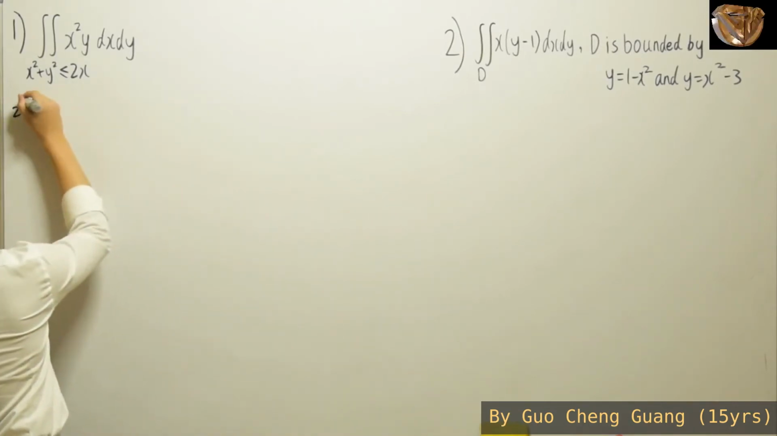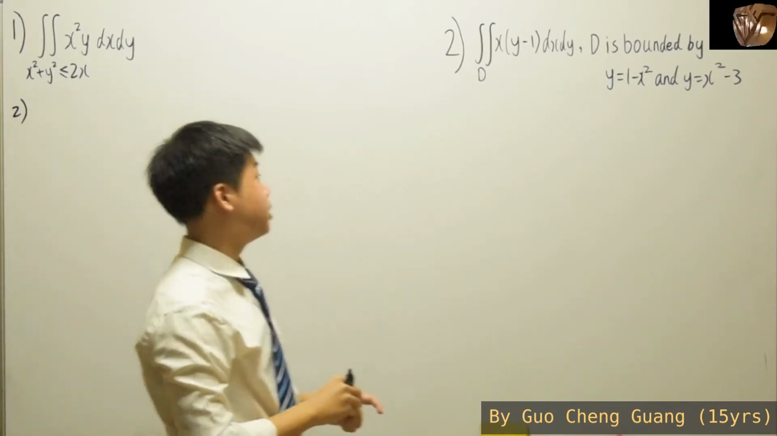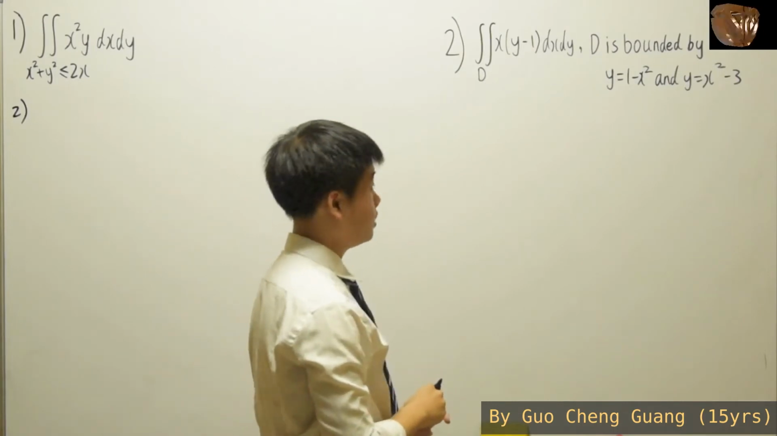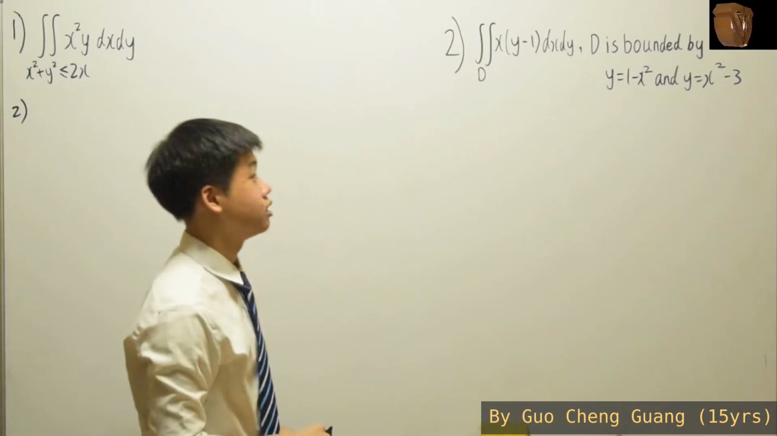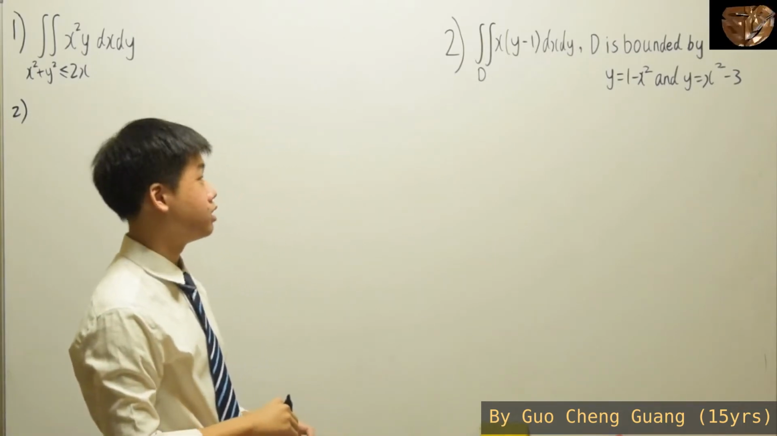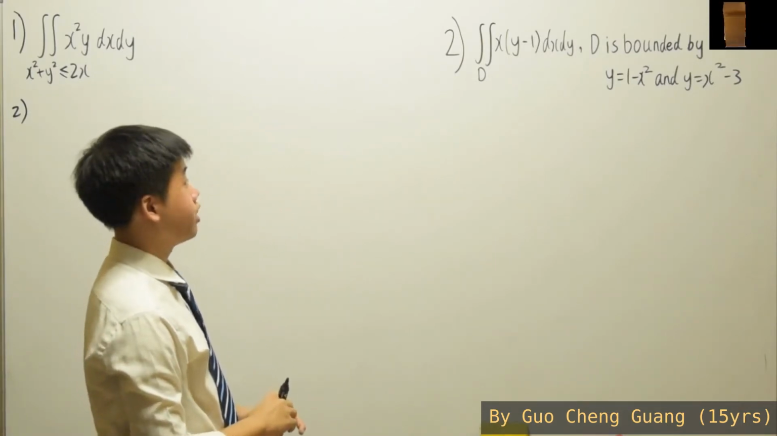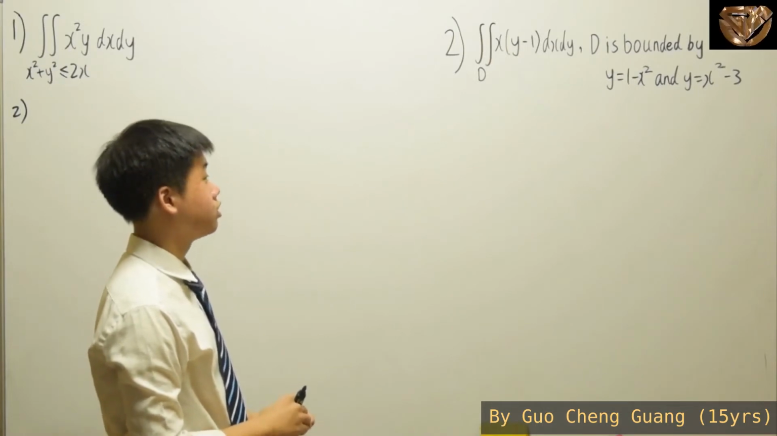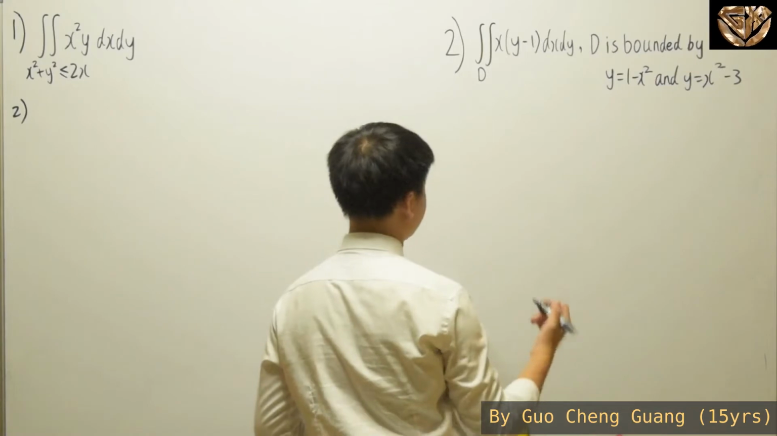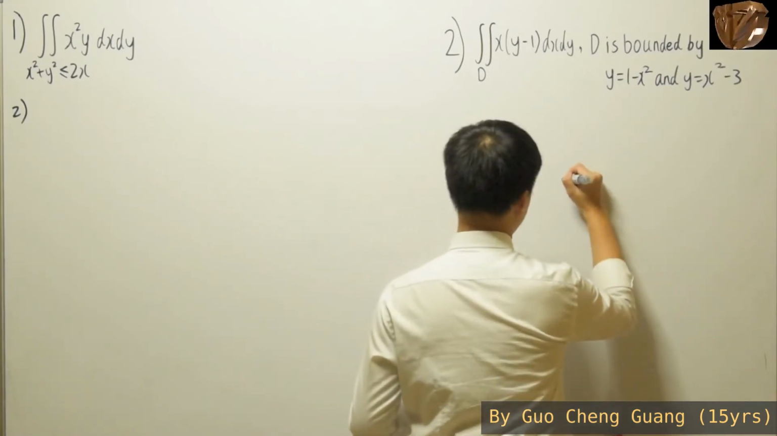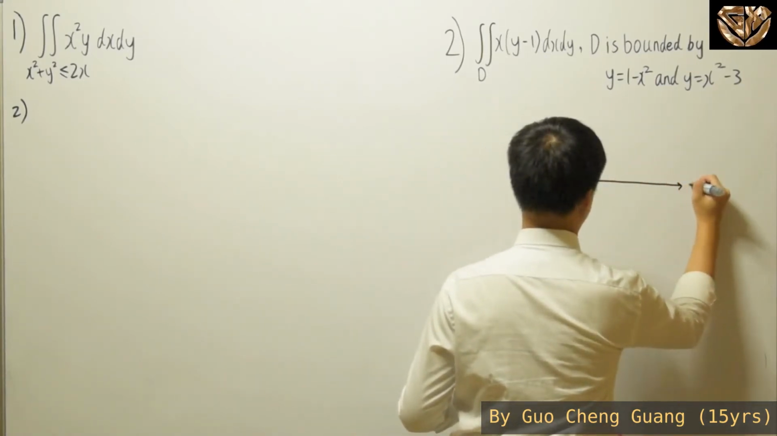So, in your second example, you'll have double integration across the boundary of D. And D is bounded by y is equal to 1 minus x squared and y is equal to x squared minus 3, where your integrand is x times y minus 1 dx dy. Right, so y is equal to 1 minus x squared and y is equal to x squared minus 3. Let's take a look at what kind of graph that would show.